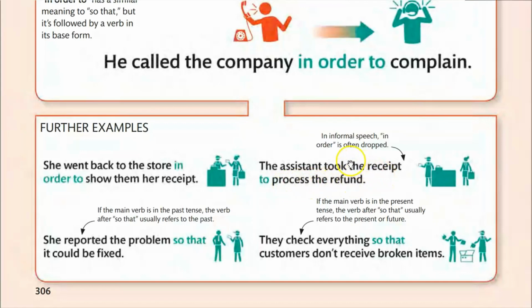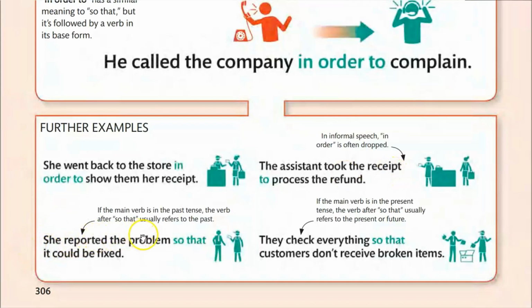Now, they said in informal speech, yes, sometimes we drop that in order. It's still the same thing. She went to the store to show them her receipt. The assistant took the receipt in order to process the refund, or to process the refund. You can say that, it is correct.